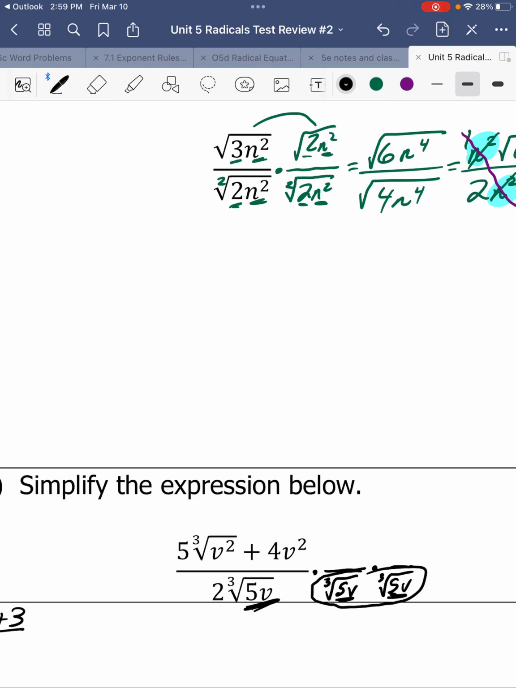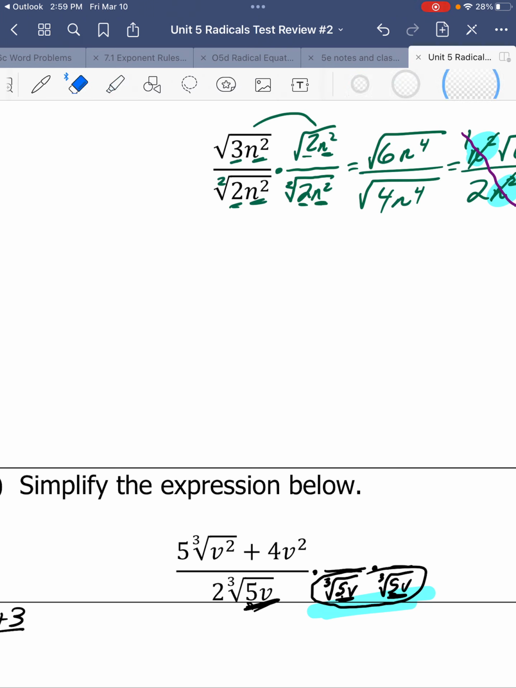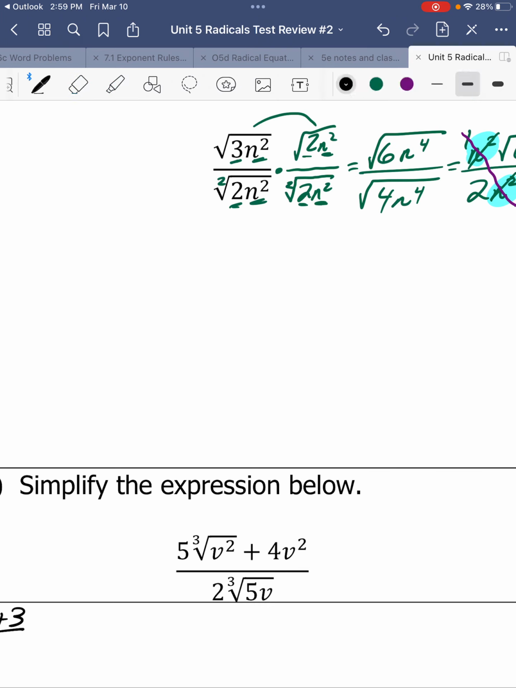What I'm going to do, though, instead of multiplying by 2, I'm going to think, what can I multiply 5v by to get it to be a perfect cube? And 5, if you multiply 5 times 5 times 5, that's 125. And then v times v times v is v cubed. So when I do this, I'm going to multiply by the cube root of 25v squared.